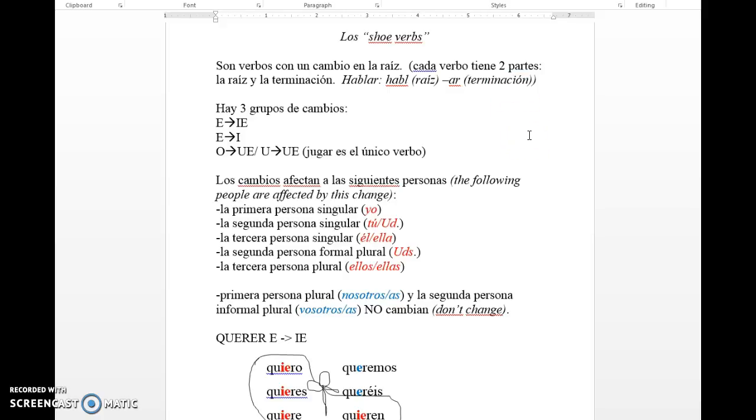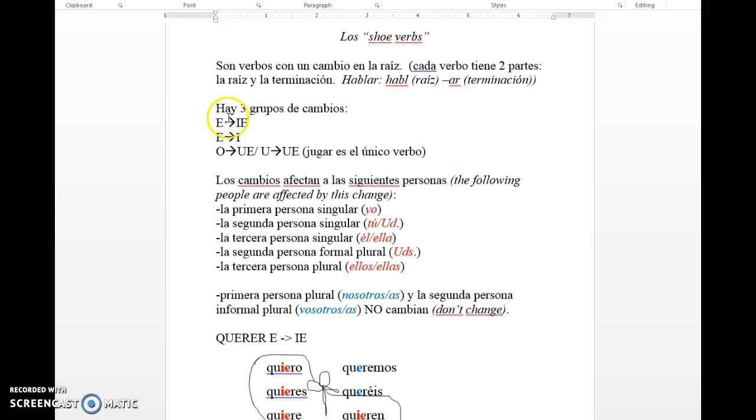Okay, so before we talk about these verbs with a change in the stem or root, we need to remember that verbs consist of two parts. They have a stem or root, so for hablar, that would be the habla part, and then they have this ending, which would be ar. And up until now, you would take off the ending, that ar, and you would plug in an o, or an as, or an a, or an amos, or an an, depending upon who was doing the action. Okay? Now, con los shoe verbs.